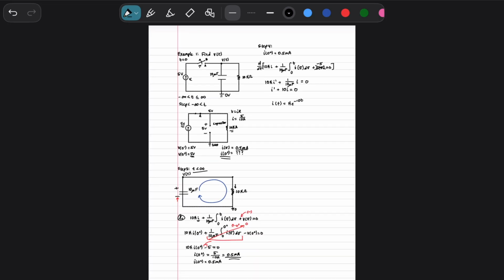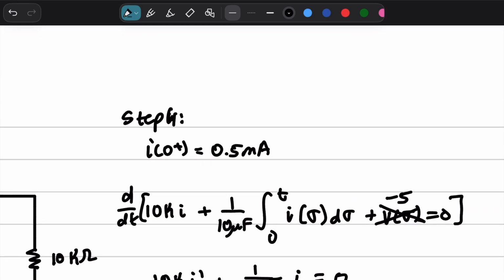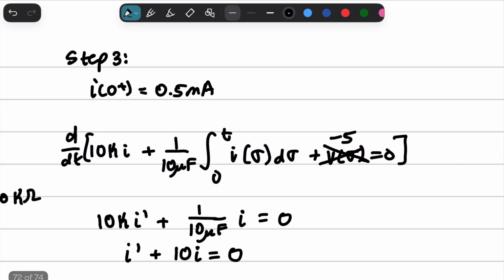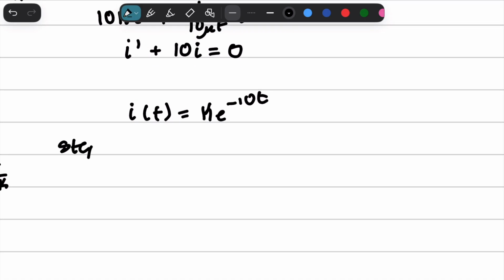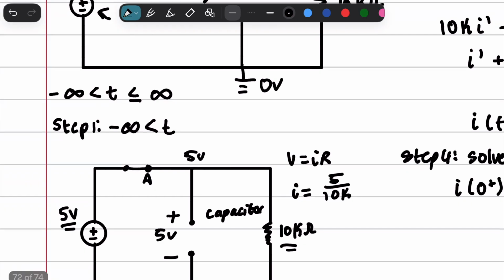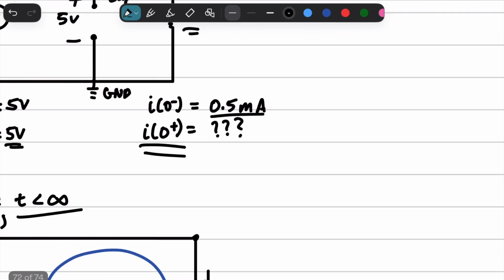I believe it's step 4, step 3. Step 3. Differentiate. Okay? Now step 4, solve for k. So we're going to have I of 0 plus, because we found that, right? We found I of 0 plus. That is no longer question marks, but 0.5 milliamps.